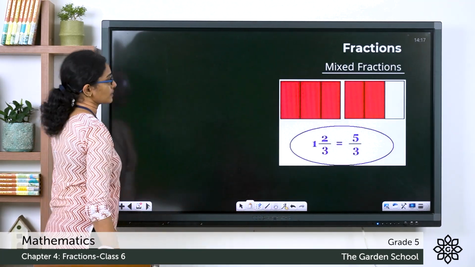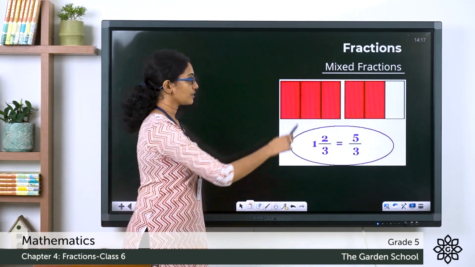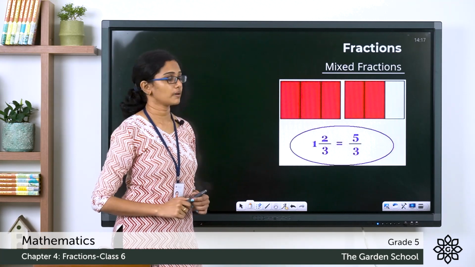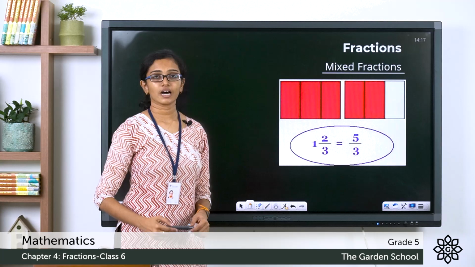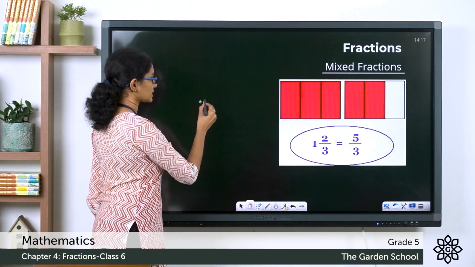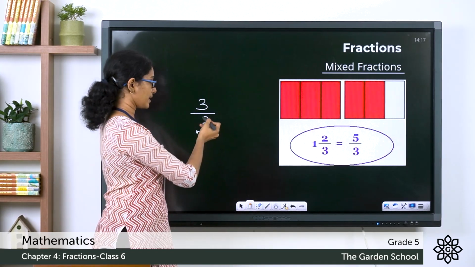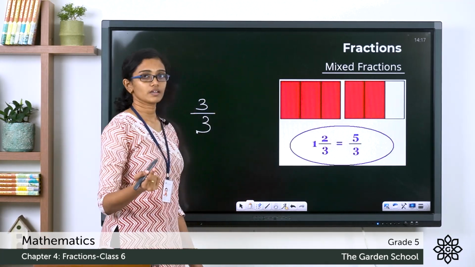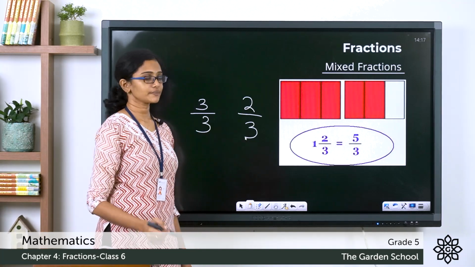Look at this picture given here. You can see two equal rectangles. Both of these are divided into three equal parts, right? In the first case, all three parts are colored. So what is the fraction of this colored part? For this one, it is 3 out of 3: the number of parts colored divided by the total number of parts. In the second case, it is 2/3, right?